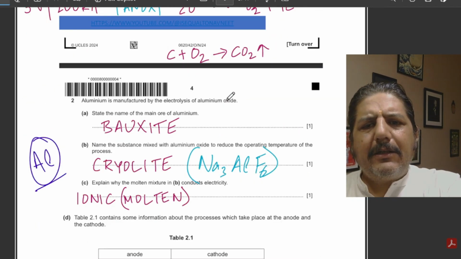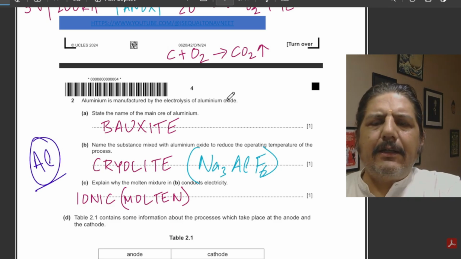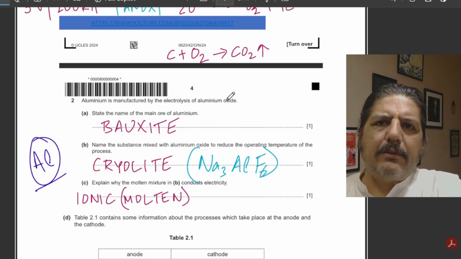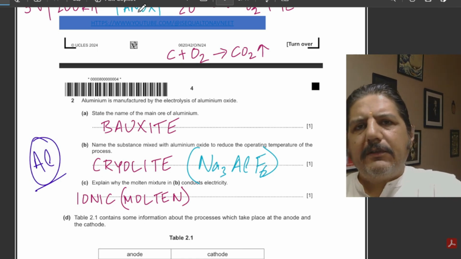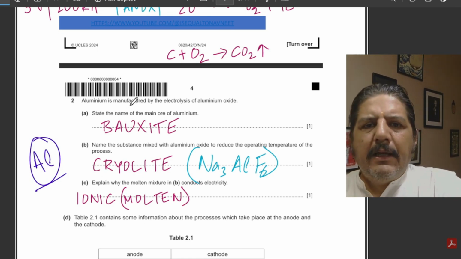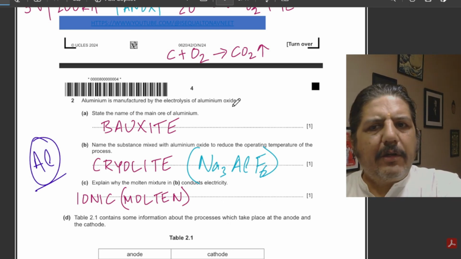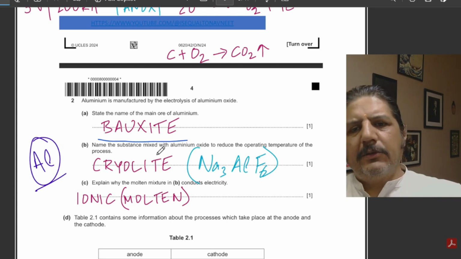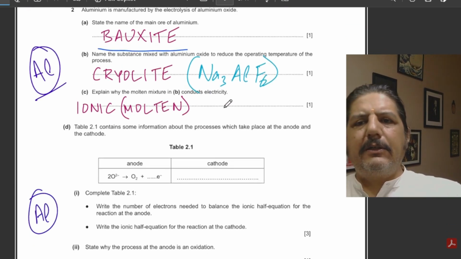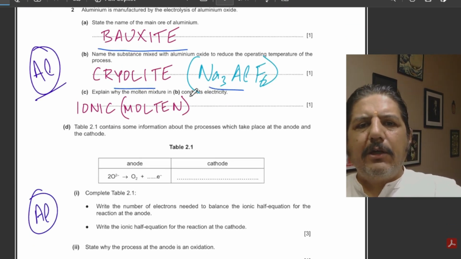So these are almost the questions which are asked again and again, and they are based on the process only. The main points of the process, any process that you are studying. Aluminium is manufactured by electrolysis of aluminium oxide. Name the main ore of the aluminium. It is bauxite. Name the substance mixed with aluminium oxide to reduce the temperature. It's cryolite. This is the formula.